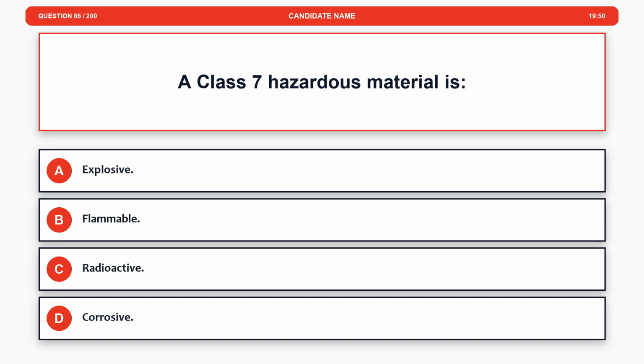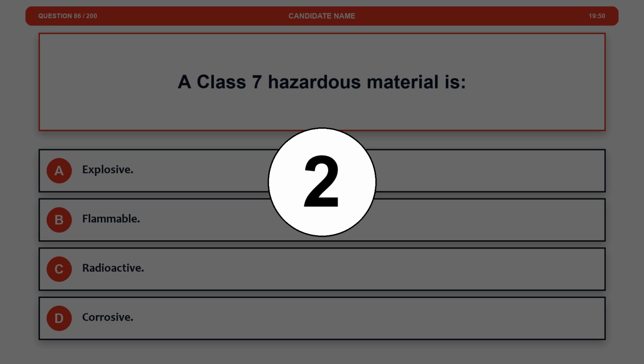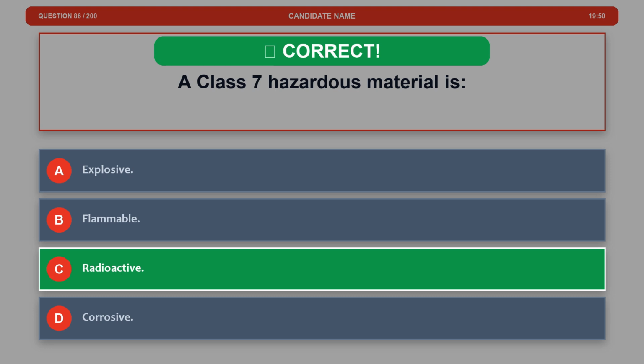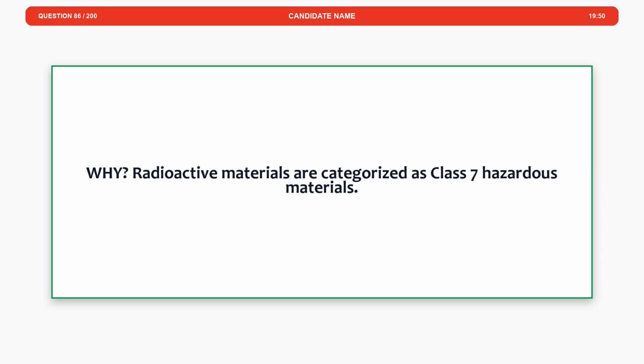Question 86. A Class 7 hazardous material is: option A, explosive. Option B, flammable. Option C, radioactive. Option D, corrosive. The correct answer is option C, radioactive. Explanation. Radioactive materials are categorized as Class 7 hazardous materials.